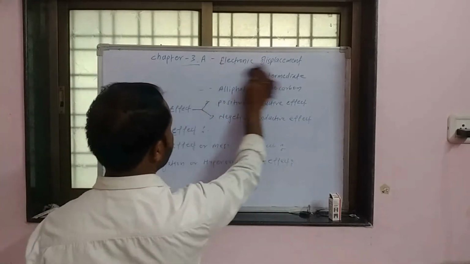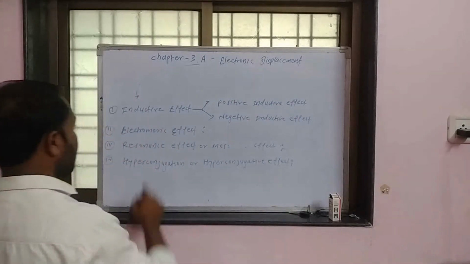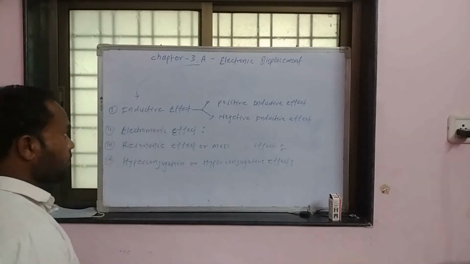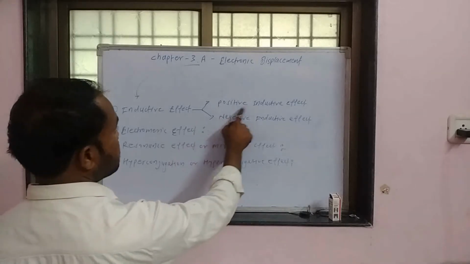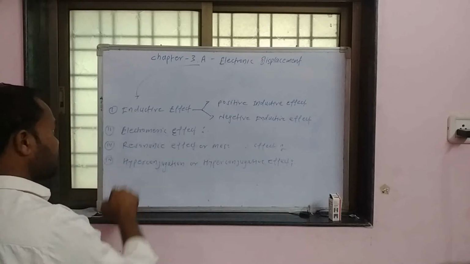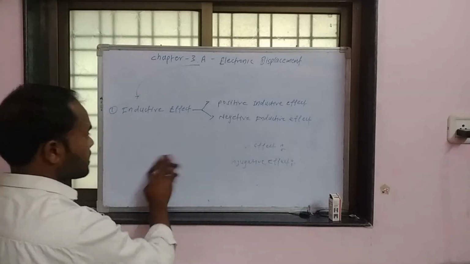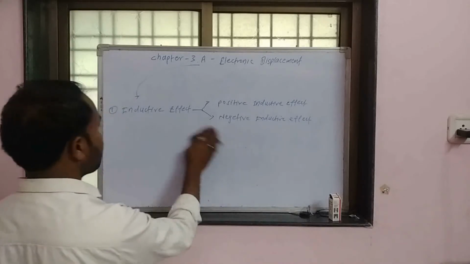Let us discuss the first point in electronic displacements: the inductive effect. There are two types of inductive effect: the positive inductive effect and the negative inductive effect. Okay, the explanations come in the next video. Firstly, the explanation of the inductive effect.